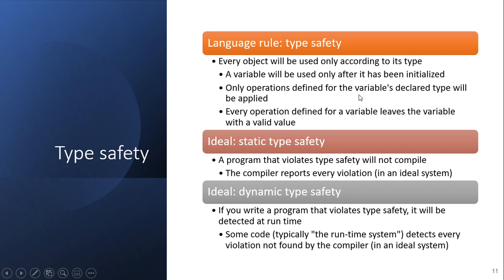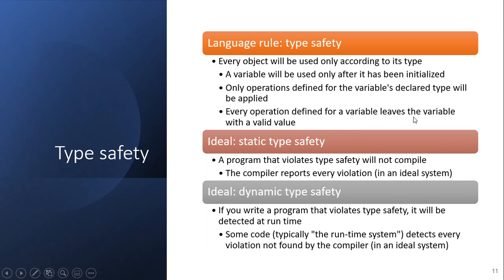Only operations defined for the variable's declared type will be applied. If a variable is an integer, treat it as an integer. If a variable is a string, treat it as a string. If a variable is a character, treat it as a character. Only use those operations which are defined for characters. There may be operations which may not be defined for characters and still those operations would apply in unknown ways. ठीक है. आपको शायद उसका पता ना हो कि how to interpret the result. So you should avoid those situations.